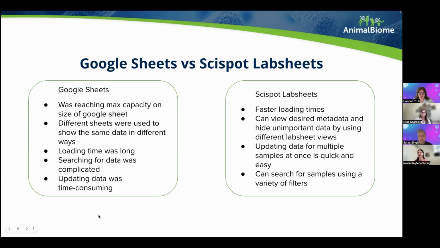We were able to have faster loading times. Their views allowed us to see our metadata and hide unimportant data within the same sample manager so that there is less data redundancy. Updating the data became quick and efficient, and we were also able to search samples using a variety of filters, thus making it easier to find very specific data without having to apply many formulas to figure out what we needed. Next slide.